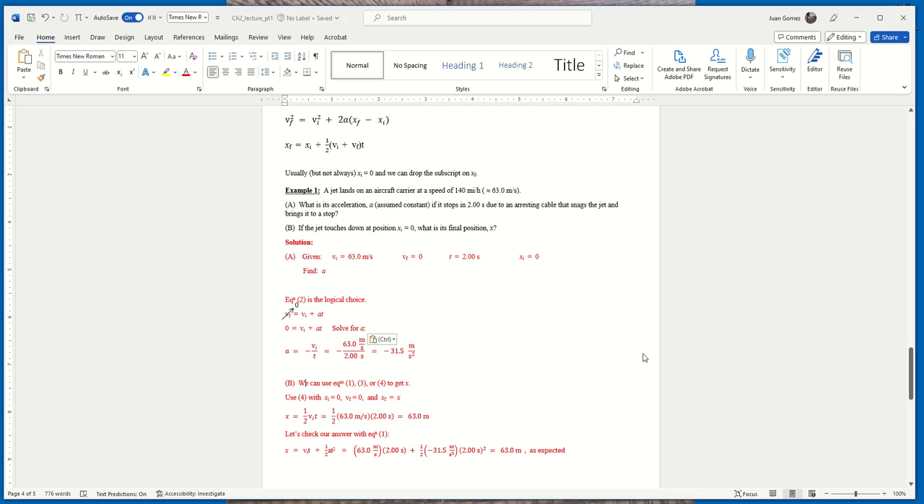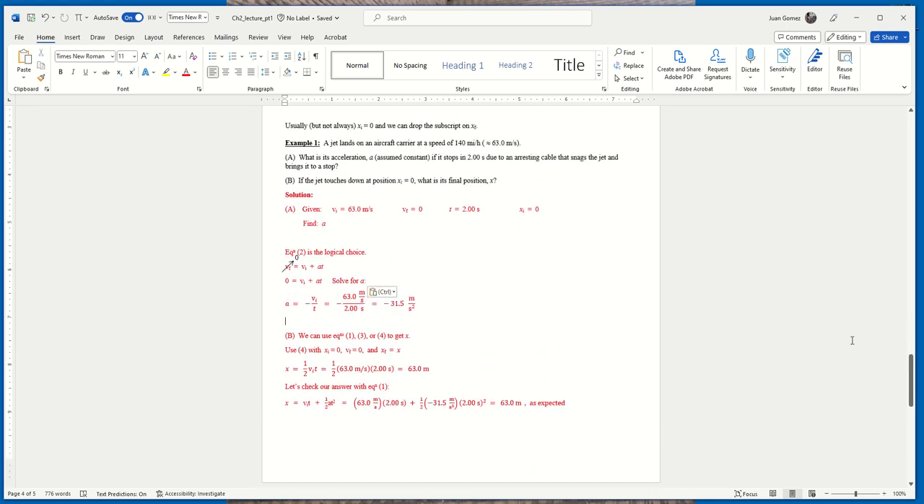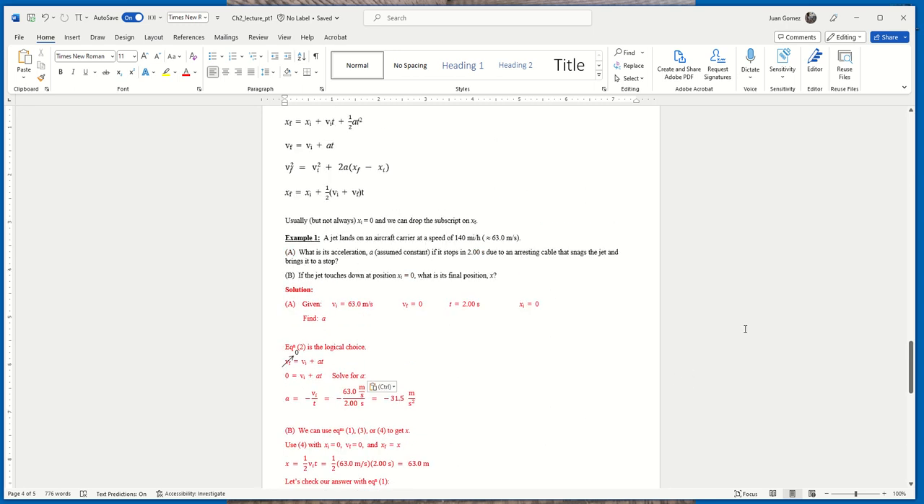Okay, so we need to solve. So again, Vf equals Vi plus At. Well, what is Vf? Vf is 0. So we have 0 equals Vi plus At. Solve for A. Basic algebra. A is minus Vi over T. Plug in the values, MKS only. We know Vi was given as 63 meters per second. The time was 2 seconds. You get negative 31.5 meters per second squared. Why is A negative? Well, it's slowing down. It's stopping. It's sometimes called deceleration.